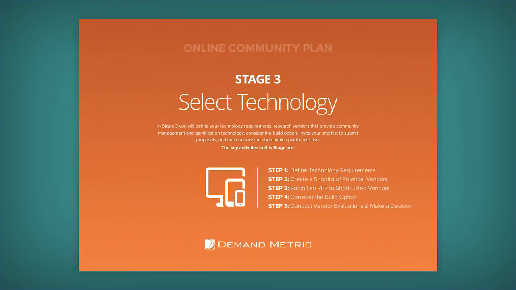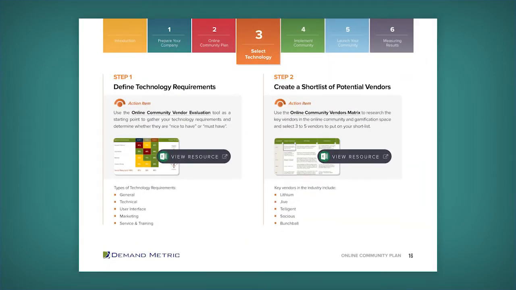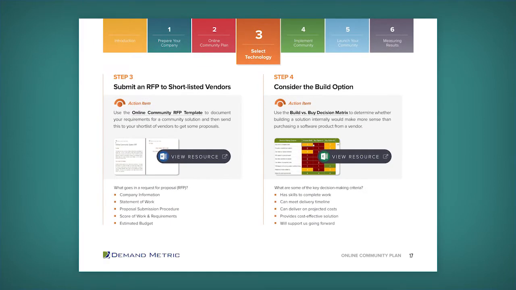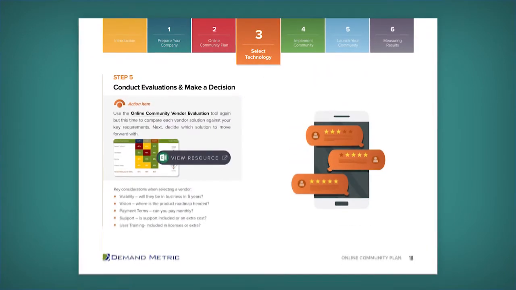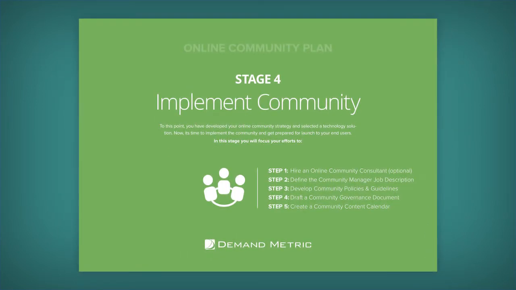In stage 3, we're going to move into selecting technology. And here, we're going to start by defining technology requirements and then creating a short list of potential vendors. We move into submitting an RFP to shortlisted vendors, consider the build option, and ultimately conduct evaluations and make a decision. In stage 4, we're going to implement the community.